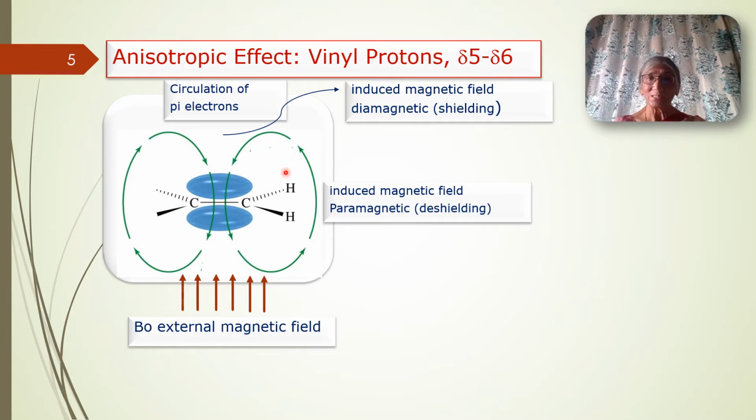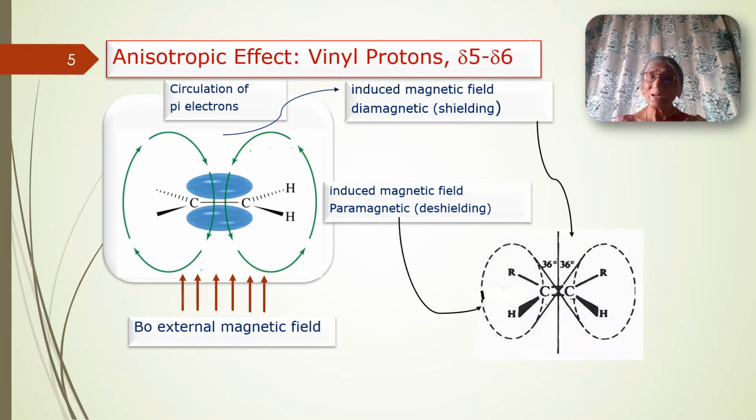So the conclusion is that in the paramagnetic area B0 effective is more than B0 applied. So the protons, if they are present in the paramagnetic area, will be de-shielded. In the diamagnetic area the effective magnetic field is less than the applied magnetic field, and if protons are present in the diamagnetic area, then the protons will be shielded protons. Now the question is, which area is paramagnetic and which area is diamagnetic?